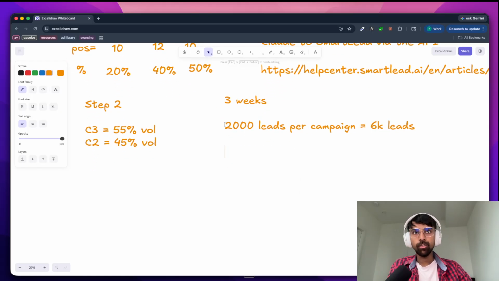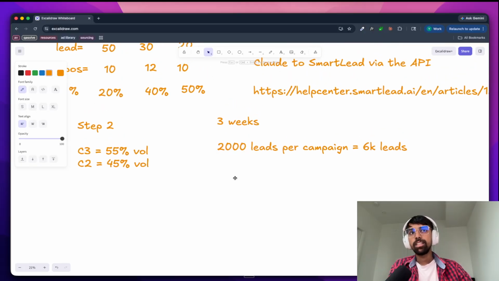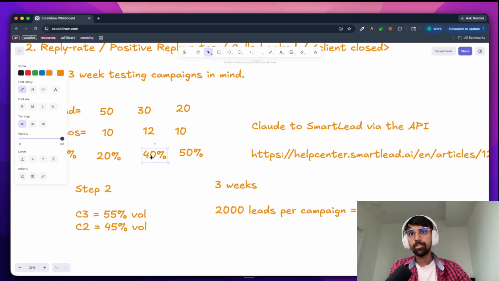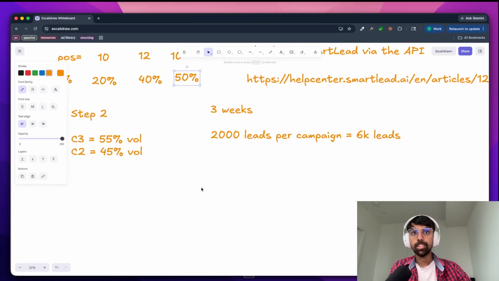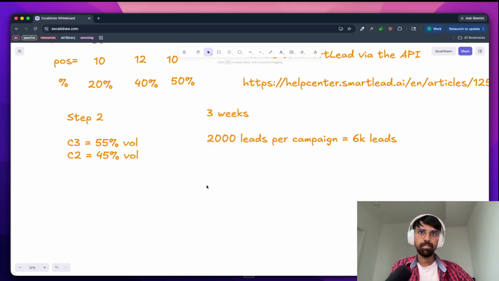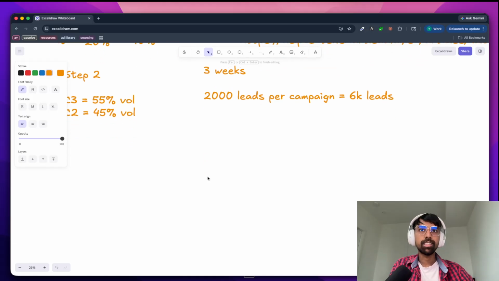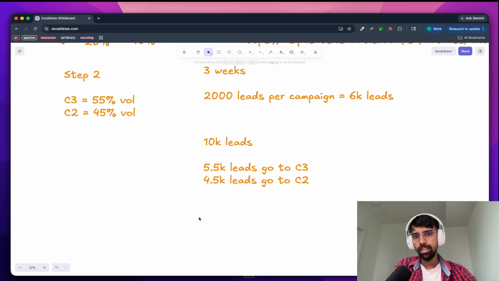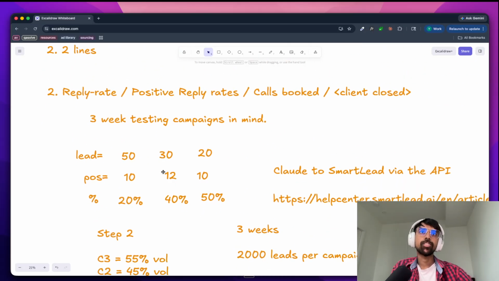So you've burned 6K leads, and you have some data of what's working. You spent 2,000 leads per campaign, so you have good data. Now let's say you have this kind of positive reply rate, 40%, 50%. Obviously, it's not as big of a difference as you would typically want. So what you can do is, in the next 10K leads, make sure that 5.5K leads go to the C3 campaign, and the remaining 4.5K leads go to the C2 campaign, right? And this is how you actually track everything.